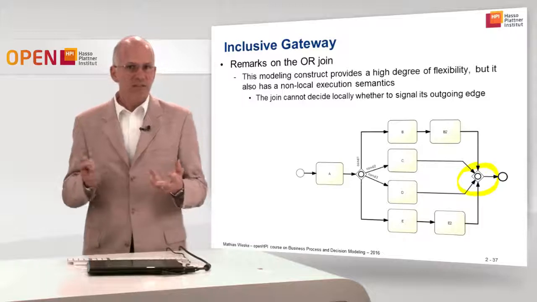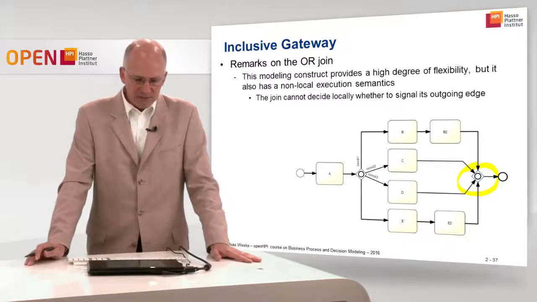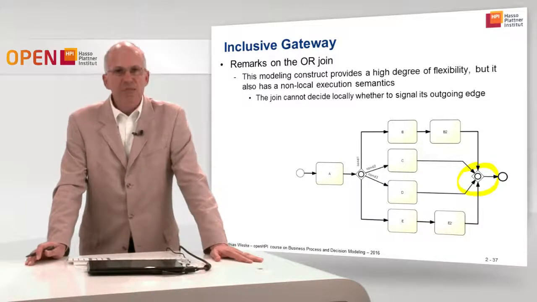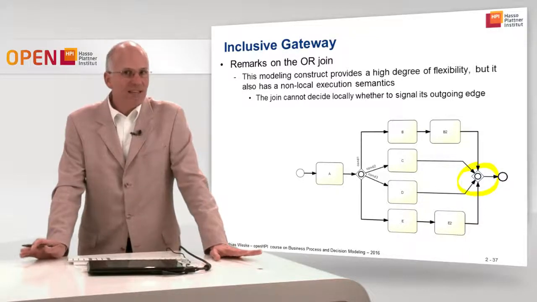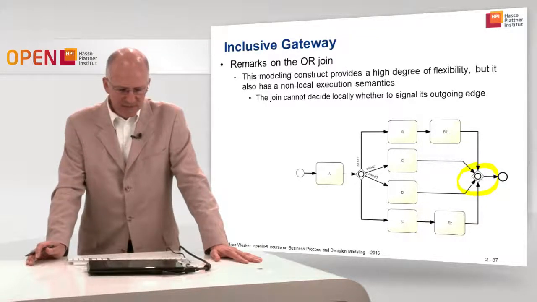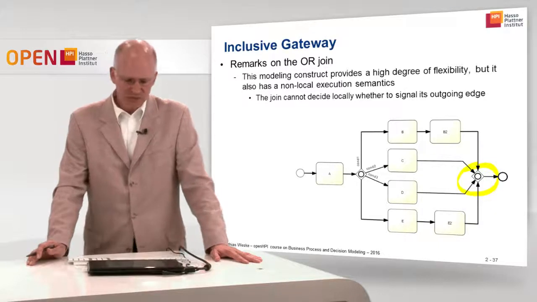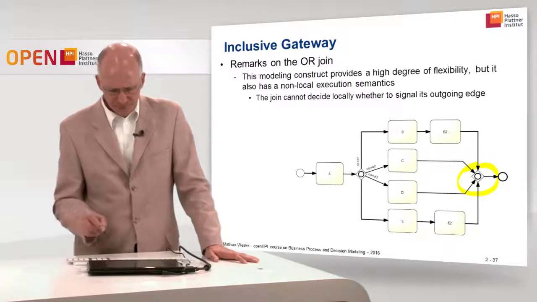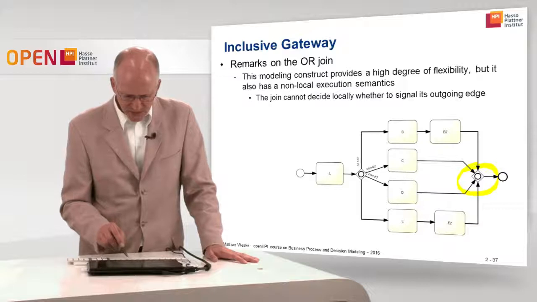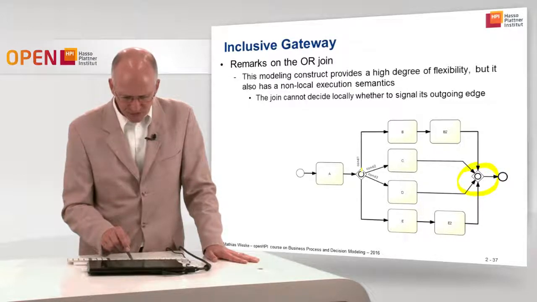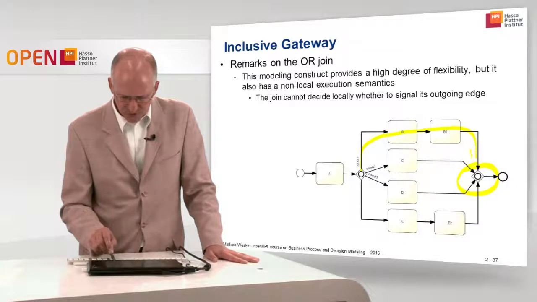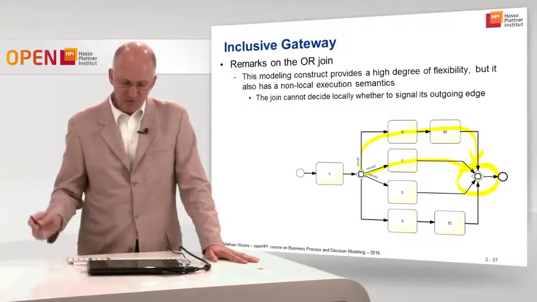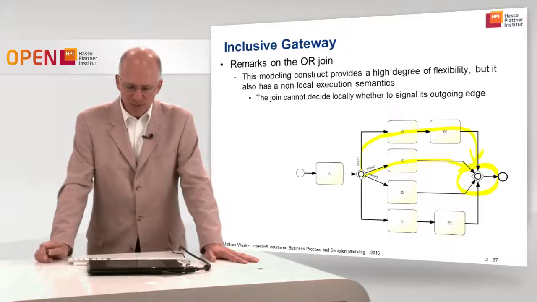So all the gateway nodes we have been looking at so far have a local behavior. They can decide locally. So why is the OR join unable to do that? Let's look at this example. Here it might be the case that conditions 1 and 2 are chosen. So this branch is chosen and this branch is chosen. So what should the OR join do at that point in time?